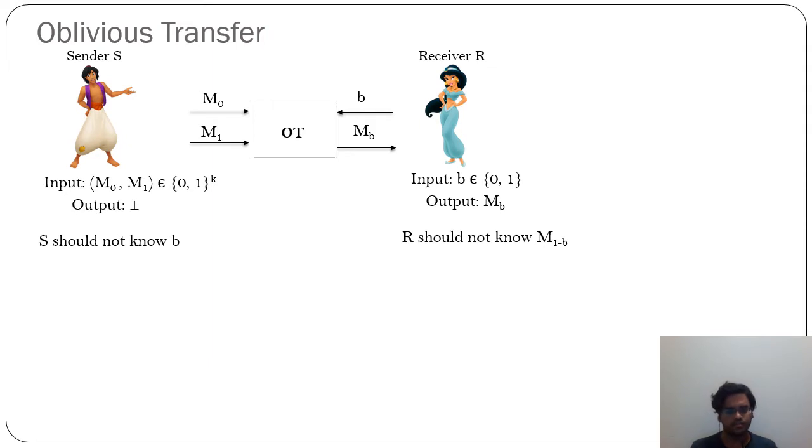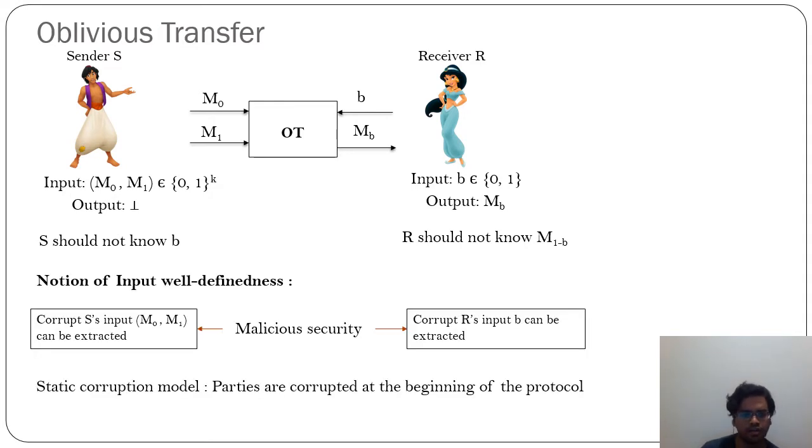Now the security description requires that the sender should not know what b is and the receiver should not know M(1 minus b). Also, we consider malicious corruptions of the parties. In that situation, we require that the inputs of the maliciously corrupted parties are well defined inside the protocol. So how do we define well-definedness? For that, we require there exists a simulator who can extract a corrupt sender's input M0, M1 when the sender is maliciously corrupted, and if the receiver is maliciously corrupted, then the receiver's input can also be extracted. Also in this work, we only consider static corruption, that is the parties are corrupted at the beginning of the protocol.